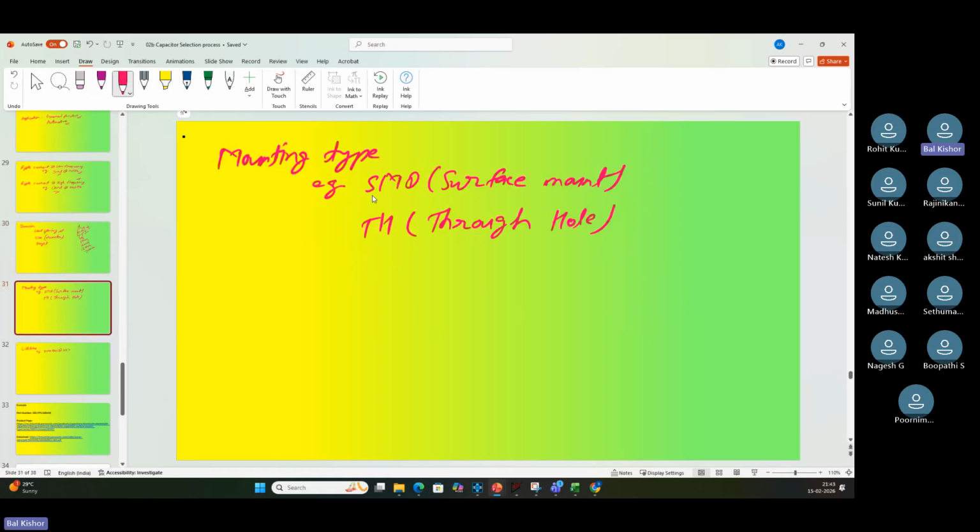Mounting type, I mean, two kinds will be there. One is surface mount and the other is through hole, both are there. Through hole capacitors are utilized to withstand vibration requirements or something like that, because they should not fly off from the PCB, as they are a bit heavy also.